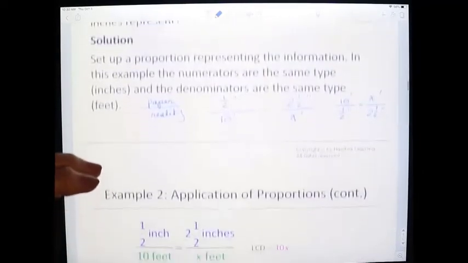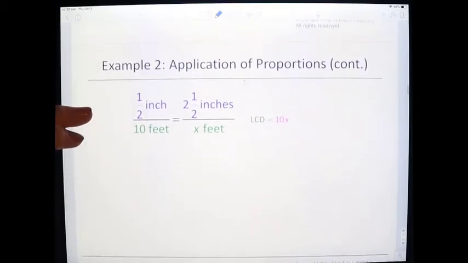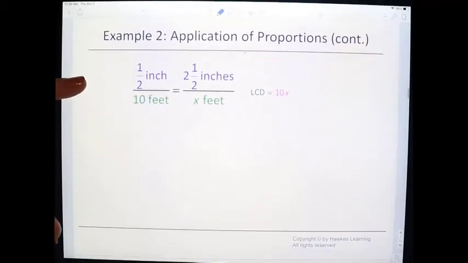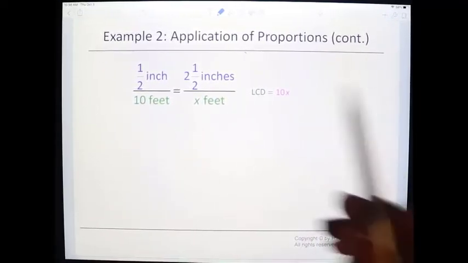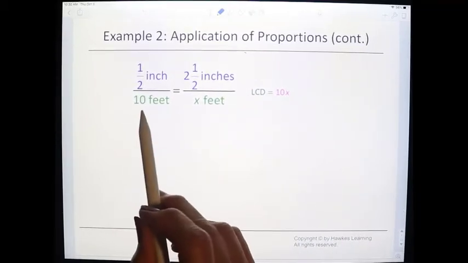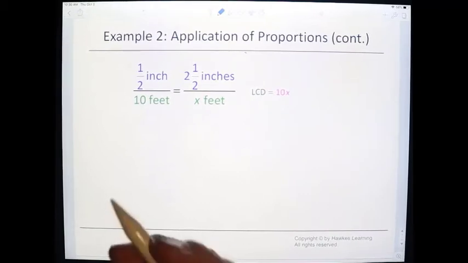So just because yours may not look exactly like the example doesn't mean it's incorrect. All right, so let me come down here. Here's the proportion that we're going to work with. So let me scroll on down. And you can see the inches on top and feet on the bottom. The LCD is pretty simple to figure out. We've got a 10 and an X, so we just multiply those two together.